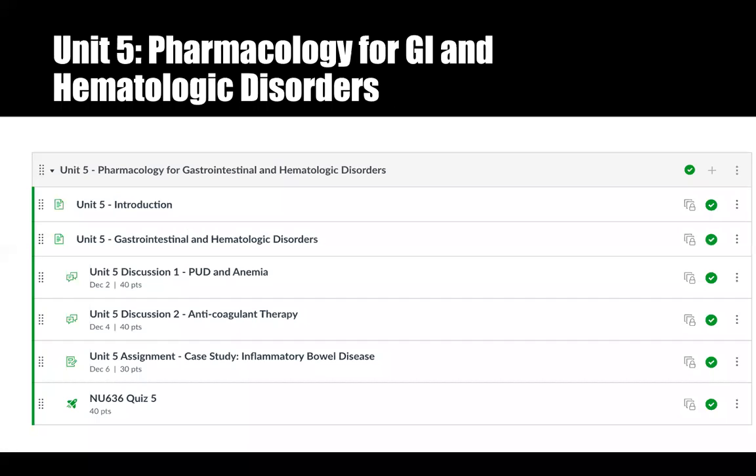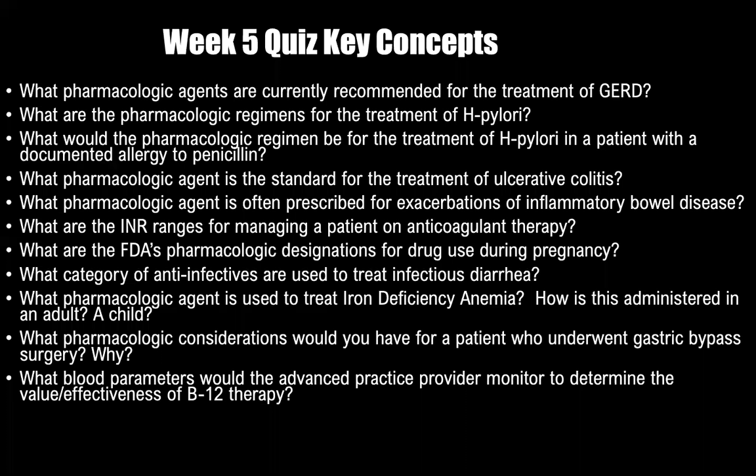Week 5, we're going to talk about GI and blood disorders. You've got 2 discussion questions. You've got an assignment, a case study on inflammatory bowel disease. And then, of course, you have your quiz this week. Here are your key concepts for week 5. Make sure that, again, you have these next to you and that you work on these and answer them to the best of your ability. The more detail, the better. That might help you with your success on the quiz.